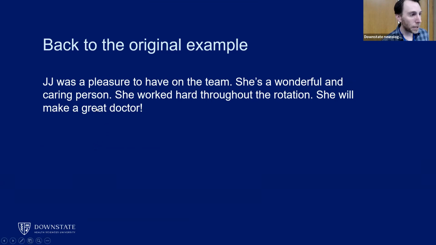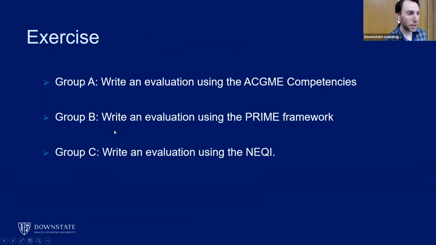For the people in the room, form groups of 3, and based on your group, you're going to use one of 3 different frameworks. Group A, write an evaluation using the ACGME competencies. Group B, write an evaluation using the PRIME framework. And group C, write an evaluation using the NEQI. For those on Zoom, Srinath is going to put you into breakout rooms. Let's do breakout rooms of 4, maybe.